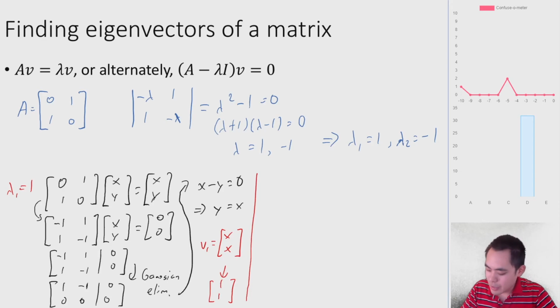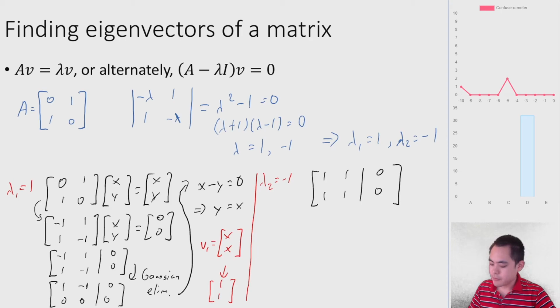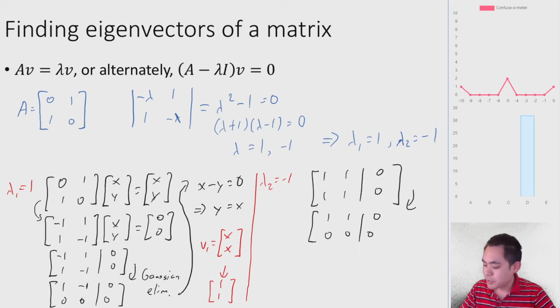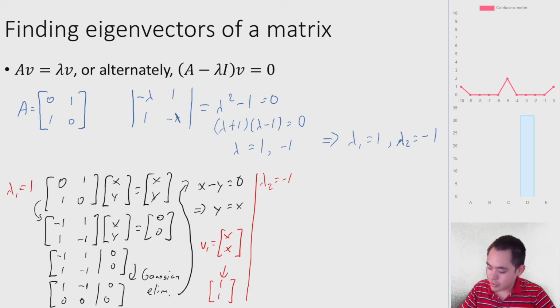Let's do it for lambda 2 is equal to minus 1. We do the same thing, and it turns out that we'll end up with [1, 1; 1, 1] and 0, 0 as our augmented matrix. When we do Gaussian elimination, that's just going to be [1, 1; 0, 0] and 0, 0. Oh, yes, let me explain it slower. Let me start over and explain that entire thing slower.